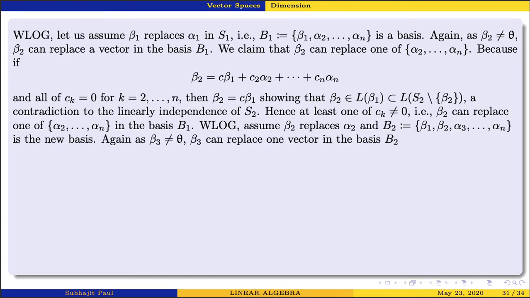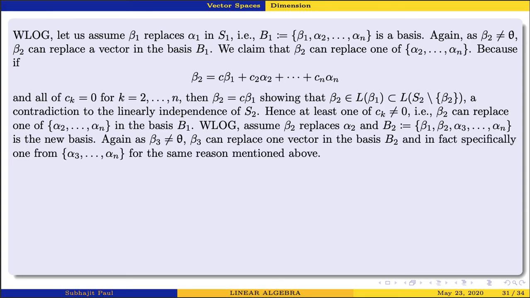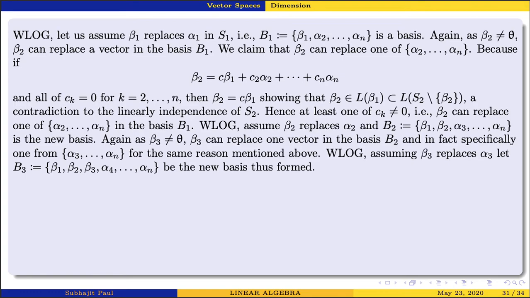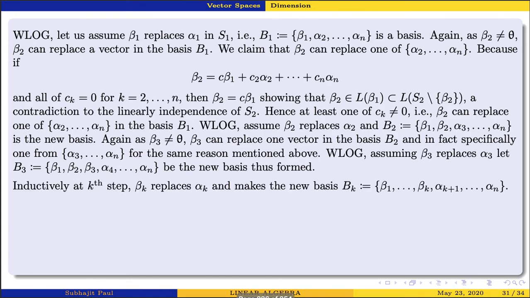Again, as beta 3 is not 0, beta 3 can replace one of the vectors in the basis B2, and in fact specifically one from the alpha vectors, for the same reason mentioned above. Without loss of generality, assuming beta 3 replaces alpha 3, let B3 be the new basis thus formed: beta 1, beta 2, beta 3, and then the alpha vectors. Inductively, at the kth stage, beta k replaces alpha k and makes the new basis Bk: beta 1 to beta k, and then the rest of the alpha vectors.